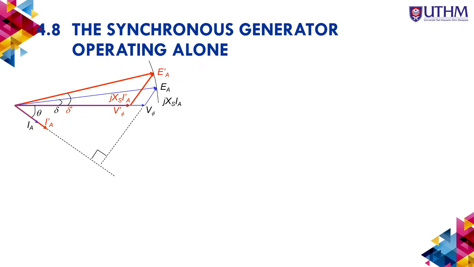But the EA will be constant. EA here is the same, like a circle, so it is moving like that. The current will be increased and the voltage will be dropped. Since IA increases, the phasor diagram also becomes longer. However, the EA still remains the same.